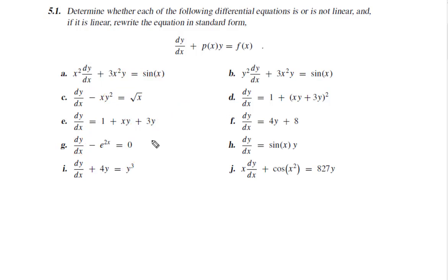Now for part A, to write that in standard form, we need to divide through by the x squared so that the coefficient of the dy dx is just a 1. So if we divide through by x squared, we'll have dy dx. We'll have 3y and sine of x over x squared.